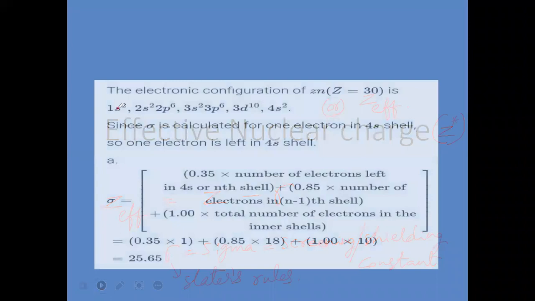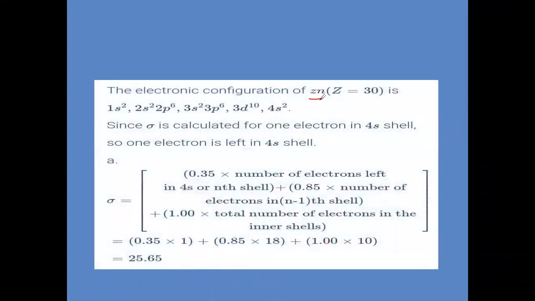Suppose we take the electronic configuration of zinc. How many electrons are there in zinc? 30. So what is the electronic configuration? 1s2, 2s2, 2p6, 3s2, 3p6. And listen, when writing, we should not write 4s2 here. We should write 4s2 after 3d only. So the s, p, d orbitals of the third shell should all be written.